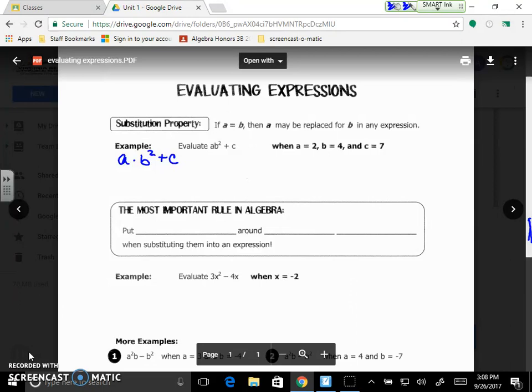Okay, so I'm going to substitute in. A is 2. So I'm substituting that in for A, times B is 4, and it's squared, and then plus 7. So again, when you evaluate these, you're going to use the order of operations. The first thing I'm going to do is square that 4, which means 4 times 4. So I'm going to rewrite the 2 times 16 plus 7. The next order of operations would be the 2 times the 16, which gives me 32. Plus the 7, and when I add those two together, you get 39.